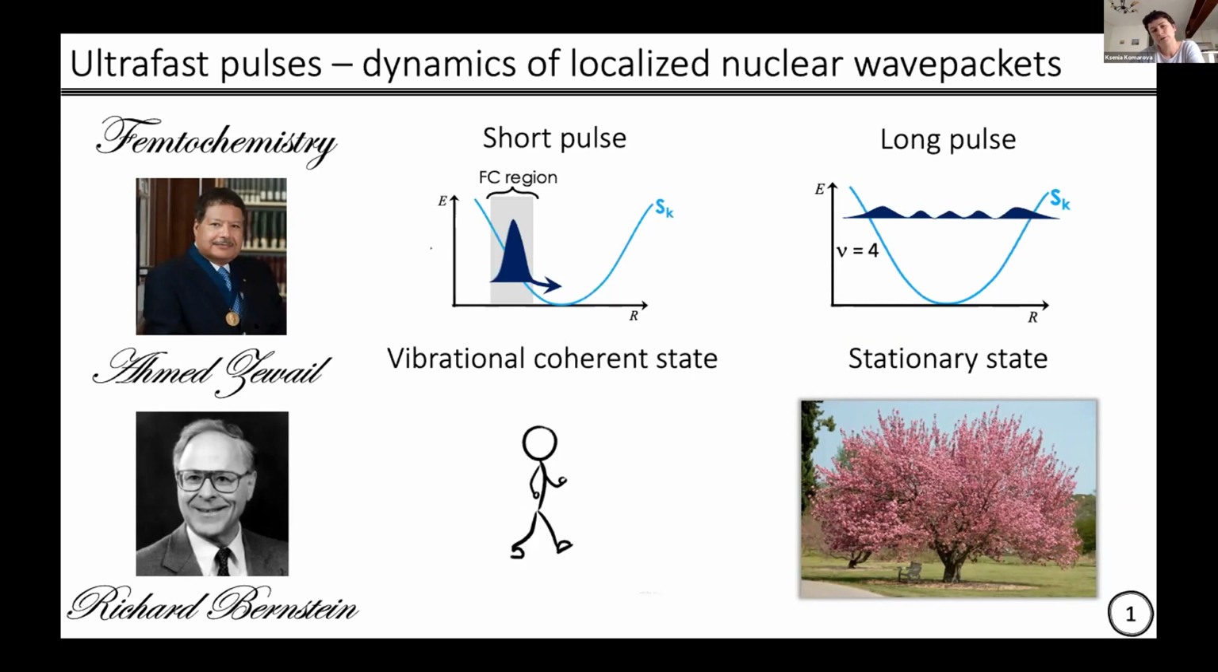So in short, the way one can study the reaction dynamics using ultrafast pulses is because when the pulse is short, when the pulse is acting for a very short amount of time, the wave packet in the excited state has no time to sample all the configurational space. Therefore, it creates a localized nuclear wave packet. And then it can move and sample the phase space in time.